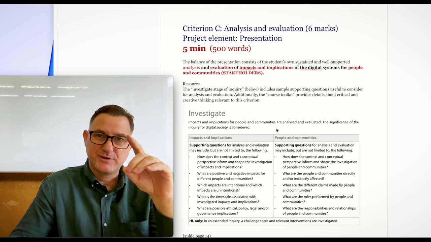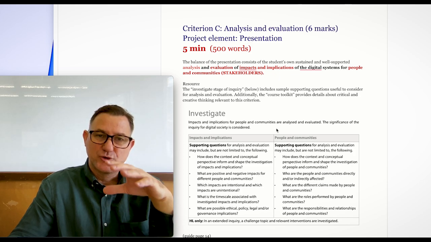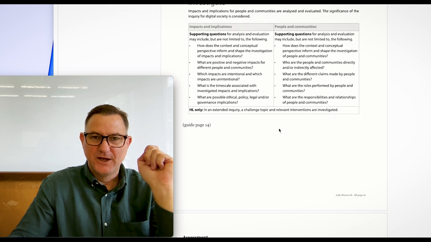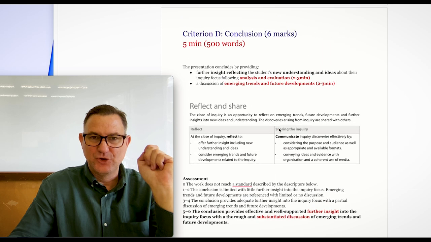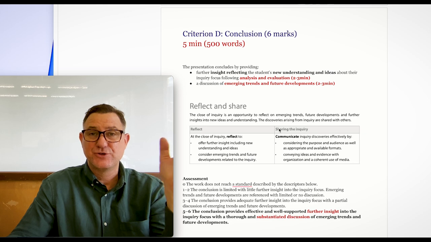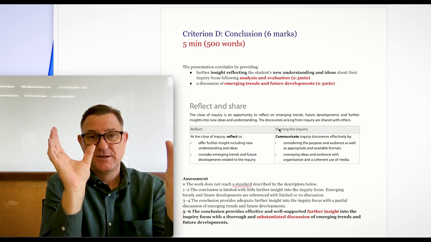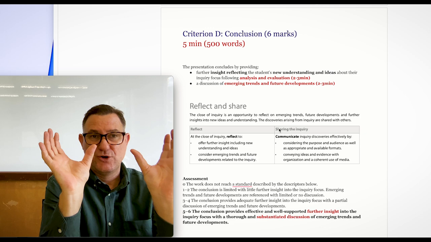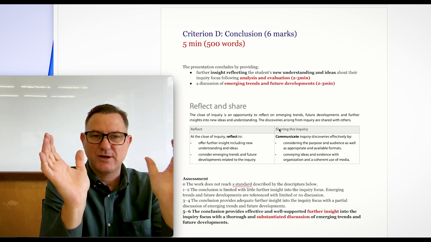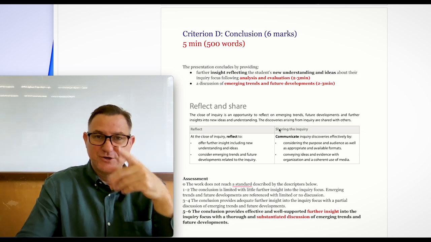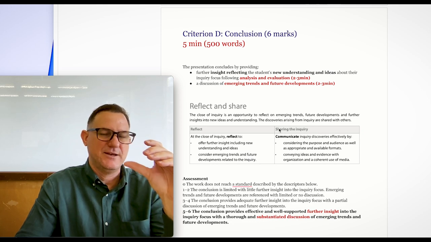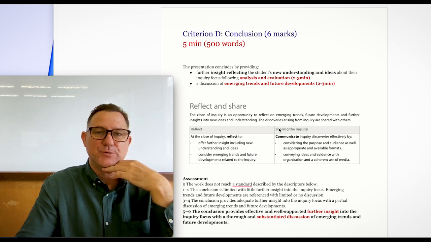So the first 5 minutes is focused on criterion C, your analysis and your evaluation. Now, the next part would be your conclusion. And so again, because it's worth 6 marks, your conclusion, they're both worth 6 marks, C and D. So probably you need to share the amount of time for both of those sections. So 500 words for your conclusion, because it's worth 6 marks. It's not just a paragraph at the end. Your conclusion is actually a really important piece here.